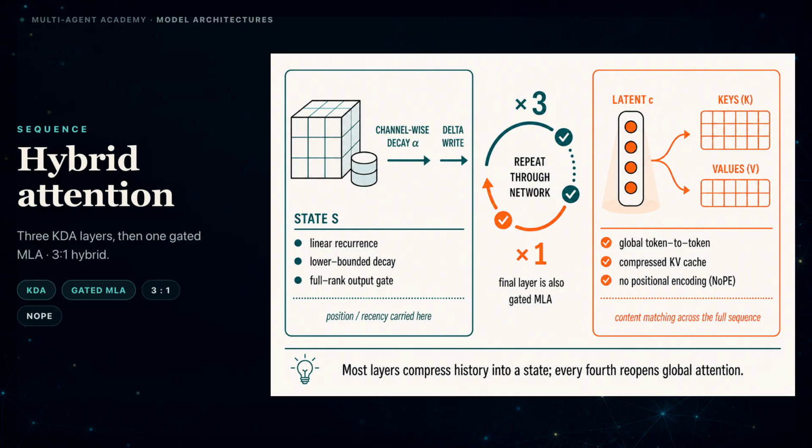Every 4th attention layer switches to gated multi-head latent attention, or MLA. It compresses each token's key-value representation into a lower-dimensional latent vector, then reconstructs the keys and values used for global token-to-token matching. The MLA layers use no positional encoding. Sequence order still enters through the surrounding KDA recurrence. The final network layer is also gated MLA. Most layers therefore carry history in a fixed state, while periodic MLA layers reopen global matching.